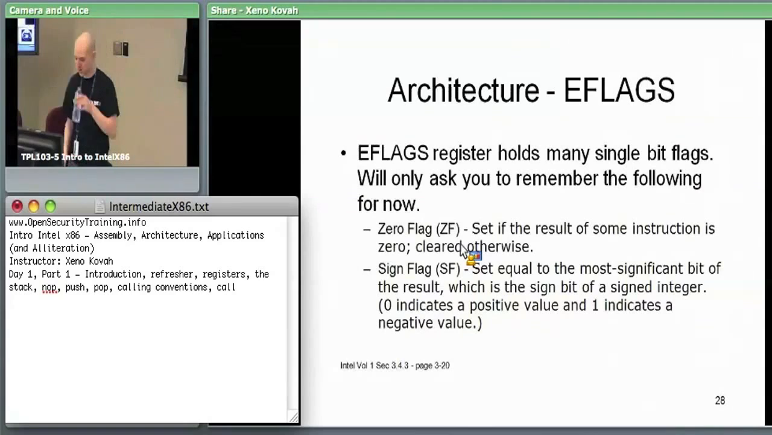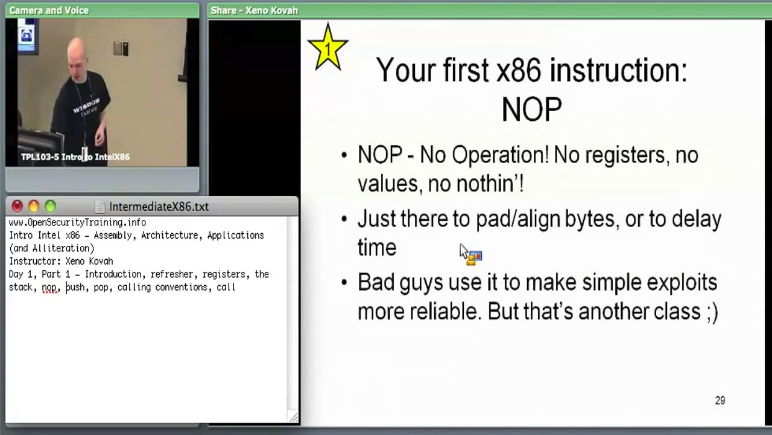All right, so zero flag is set to 1 if the result is 0, and sign flag is set to whatever the most significant bit is. All right, first instruction. Hooray! The no-op instruction. It does nothing. It's pointless. It's not entirely pointless. It has its uses. Anyways, you're going to see this little star here.